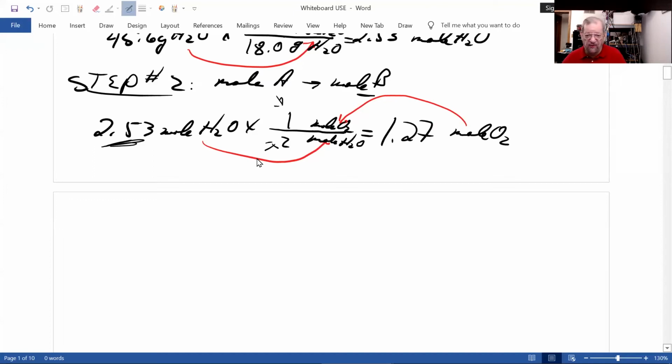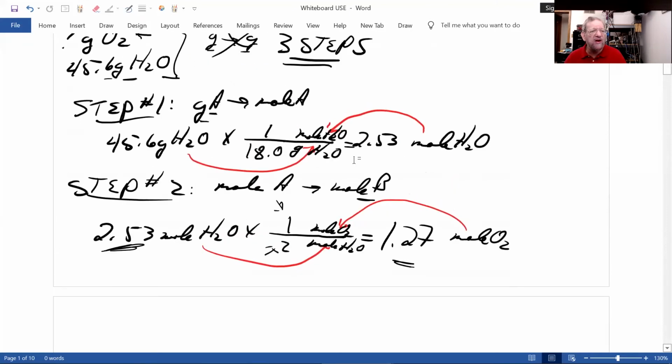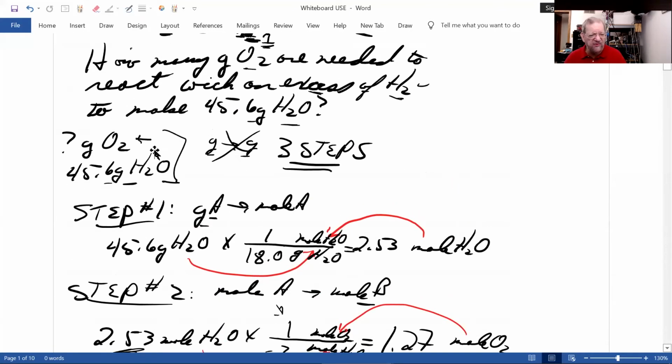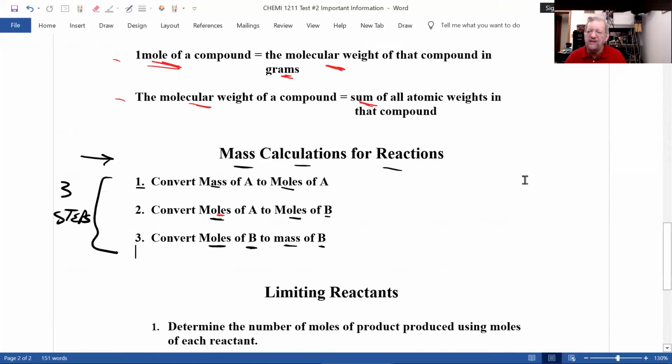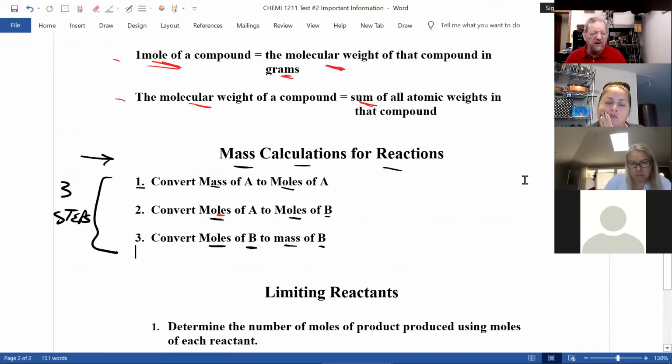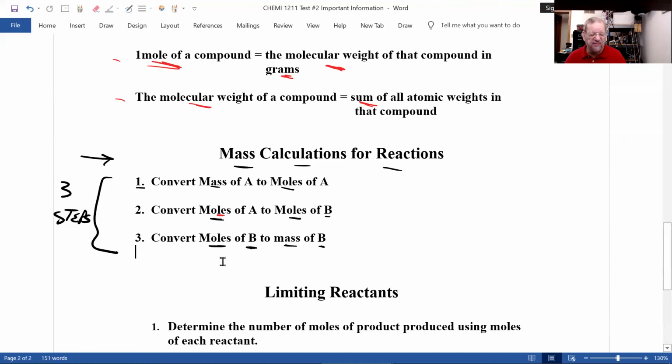And this is what we have. Are we done? No, we have moles of oxygen. And now we want to get grams of oxygen. And how do we do that? Step number three. Where do we find that? You go to important information. Everybody see important information, reaction calculator, thank you. All right, step three, whatever we have moles of, we convert to grams of that.